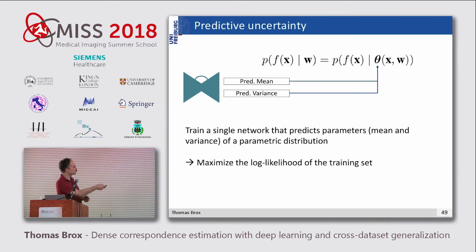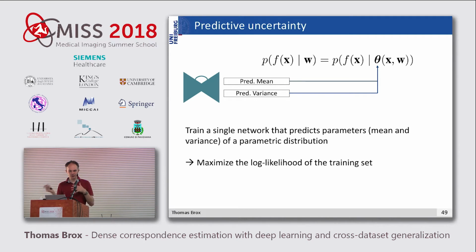So the advantage is you have a single network that you train, and it predicts these parameters of your distribution. Here it's a Laplacian or a Gaussian with these two parameters, but it could be any distribution which could also have more parameters. We just kept it simple. And then you maximize the log likelihood of that distribution with regard to your weights. That's the second approach.